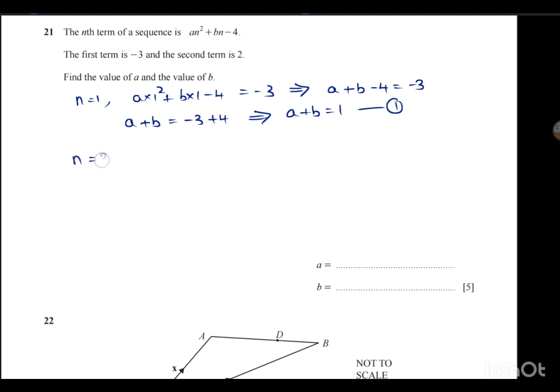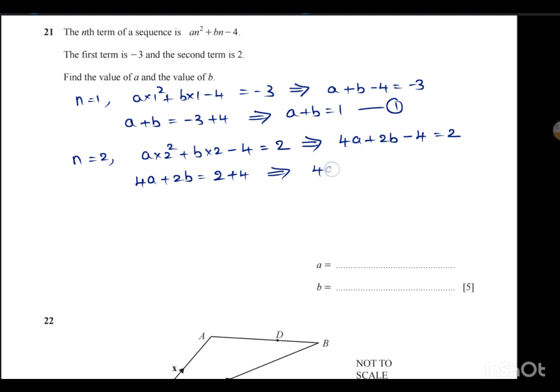Same way, take the second term, n is equal to 2, a into 2 square plus b into 2 minus 4 is equal to 2. Simplify it, you get 4a plus 2b minus 4 is equal to 2. Keeping 4a plus 2b on the left hand side, bring 4 onto the right hand side, it gets added, 2 plus 4. This gives you 4a plus 2b is equal to 6. I want to take 2 common from this, so I'll get 2a plus b is equal to 3. Now you can take 2a plus b is equal to 3 as the second equation.